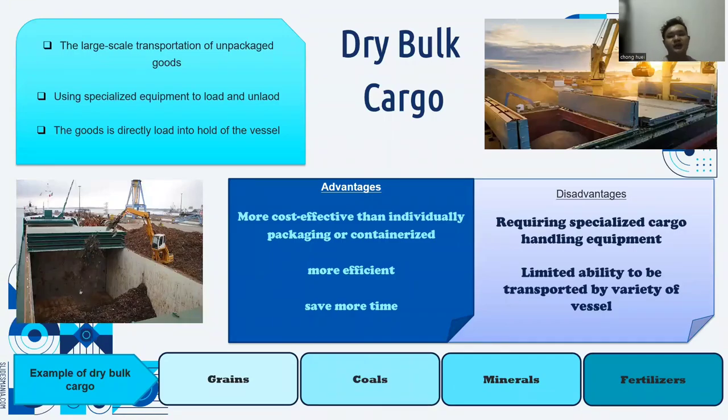Furthermore, I'm going to explain about dry bulk cargo. Dry bulk cargo actually is the transportation of unpackaged goods. It uses specialized equipment to load and unload. The goods are directly loaded into the hull of the vessel. So here are examples of dry bulk cargo.